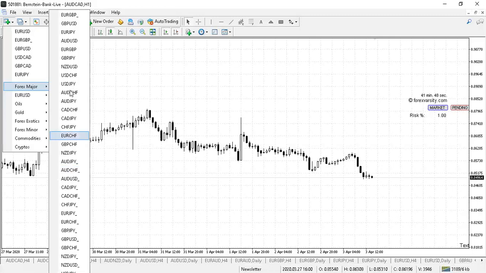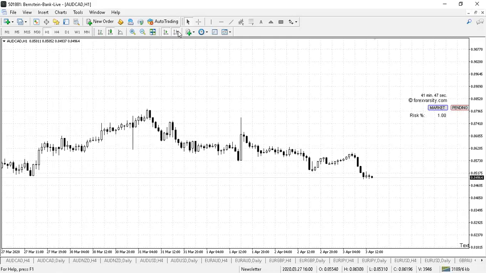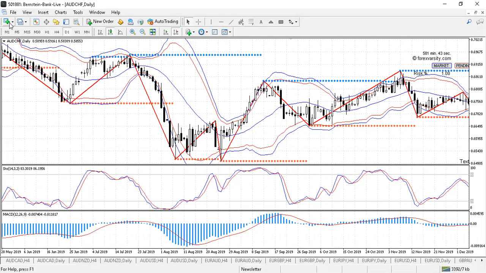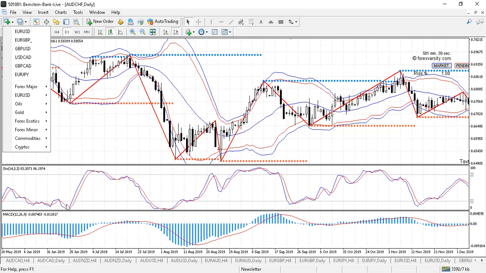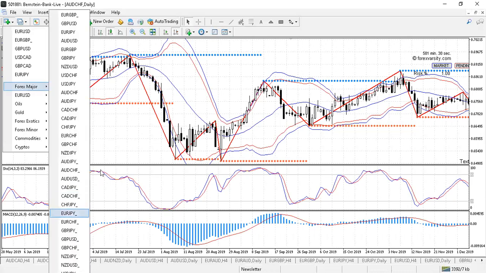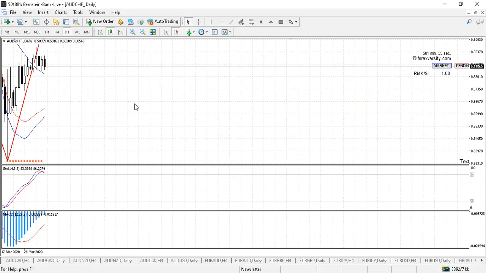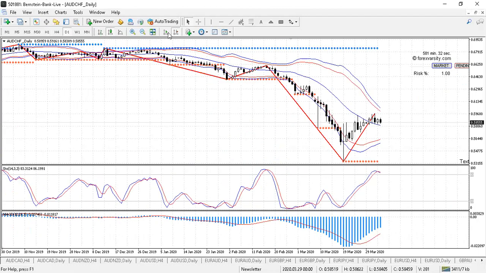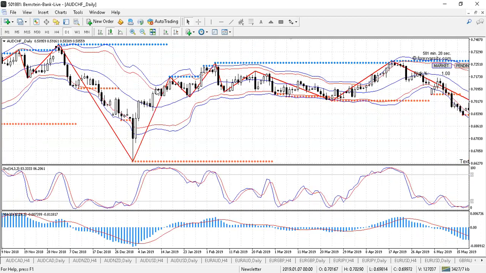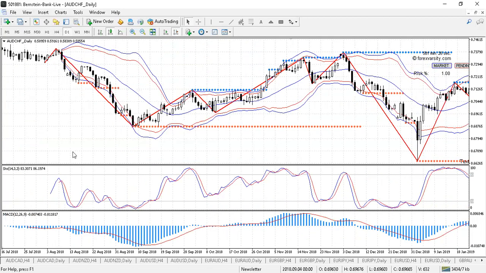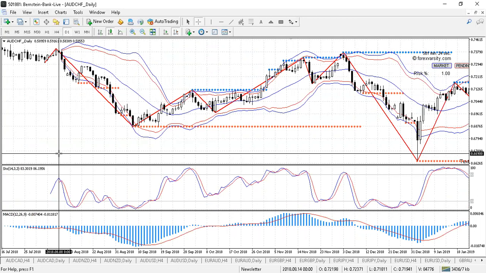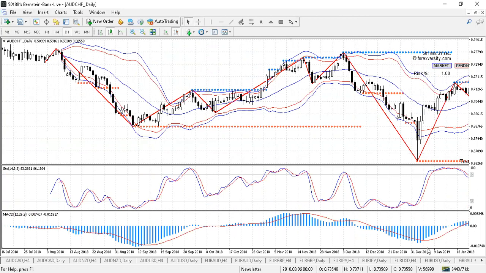Whereas, let's just take this pair, the Aussie dollar Swiss franc. Get that loaded up here, and then if you do the same pair with the underscore, Aussie dollar Swiss franc, the underscore, and then we have it on the daily chart. So now I'm on the daily charts here with the underscore, and if I scroll back, it stops at August 2018.